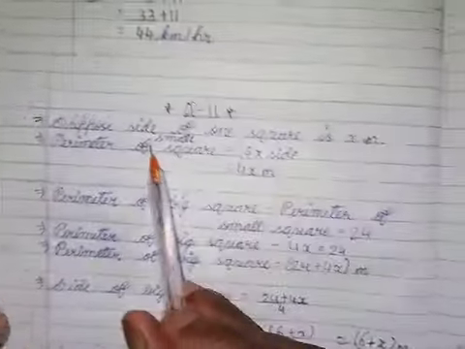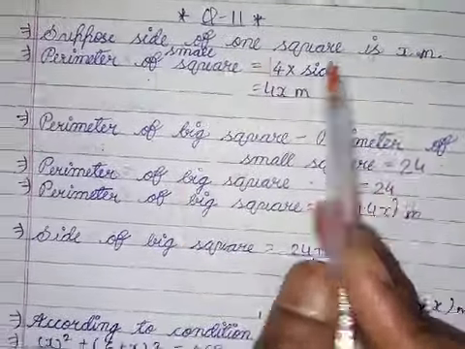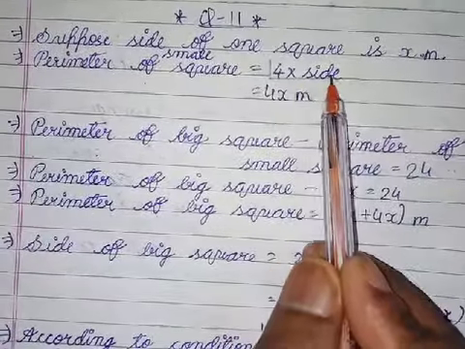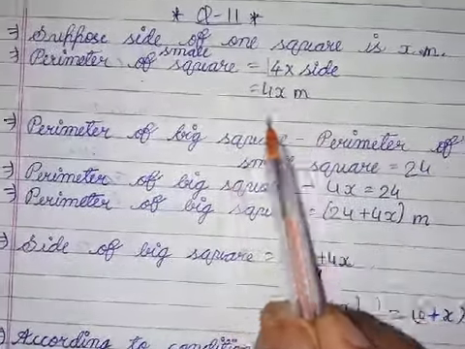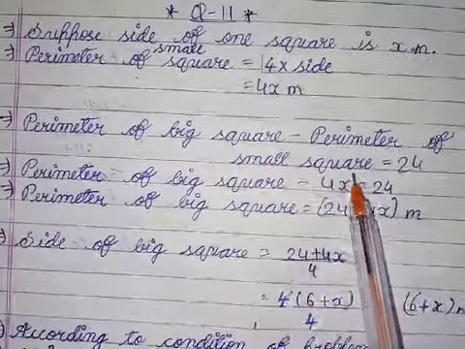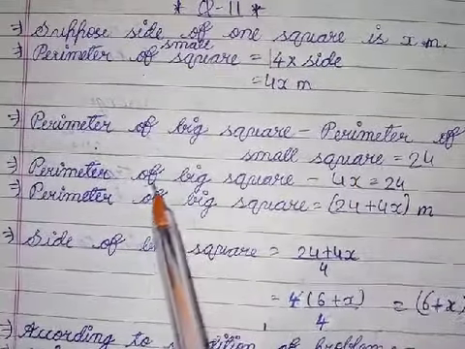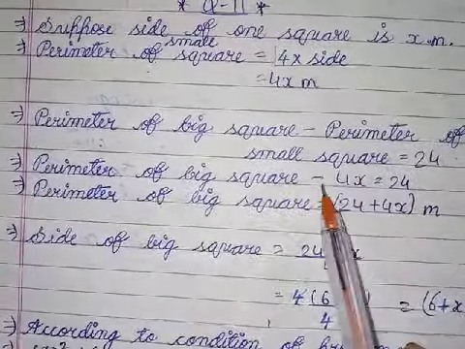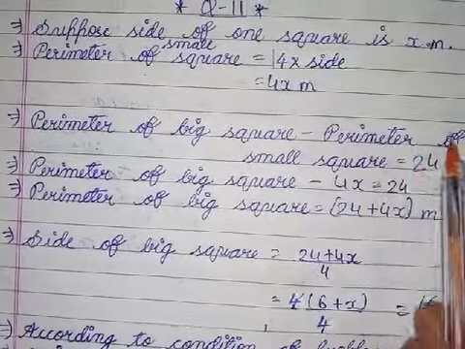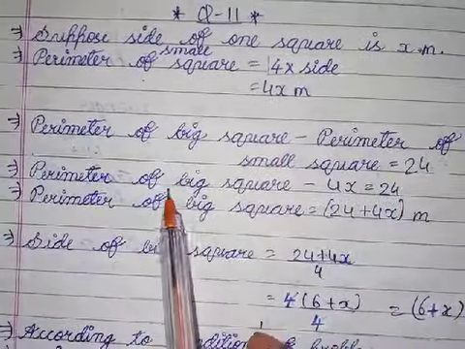So, suppose the side of one square is x meters. So, the perimeter of the small square becomes 4 into the side, so 4x meters. Now, the perimeter of the bigger square minus the perimeter of the small square is 24. It is given. Here, the perimeter of the smaller square is 4x. The perimeter of the bigger square we have to find, so we will write it as it is.